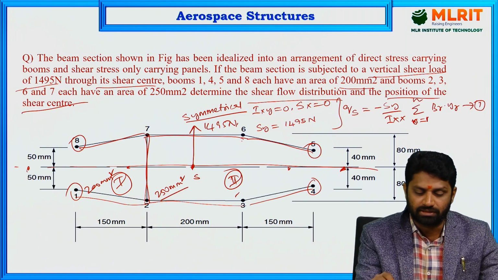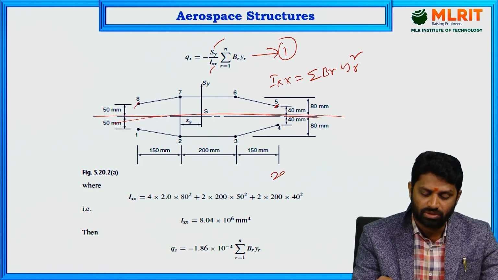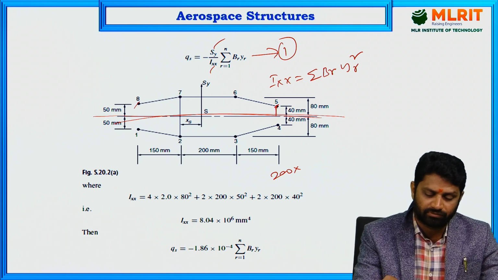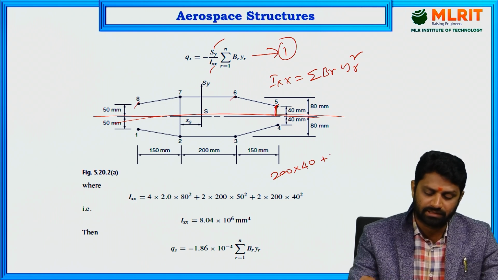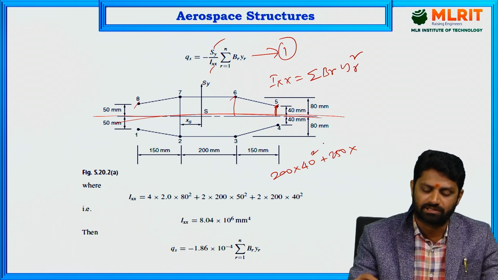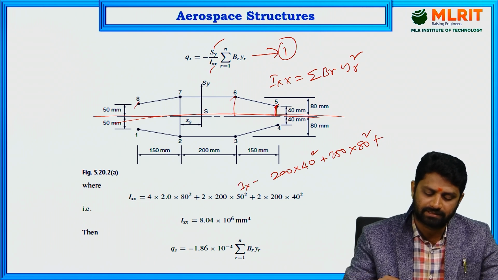Corner boom, that is 200. So you can write this as 200, boom area, into its distance from here to here, which is nothing but, for 5, it is 40, plus the next boom, 6, it is 250. So 250 into, and this distance, in fact you have to write square, BR square. So 250 into 80 square, and then plus, this is Ixx we are writing.